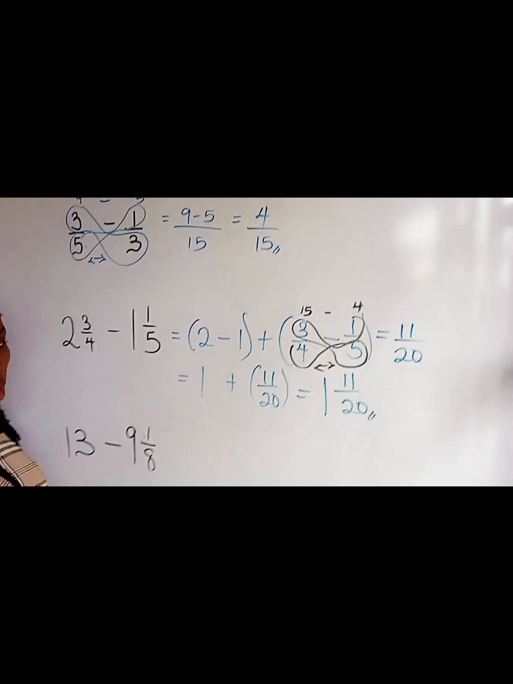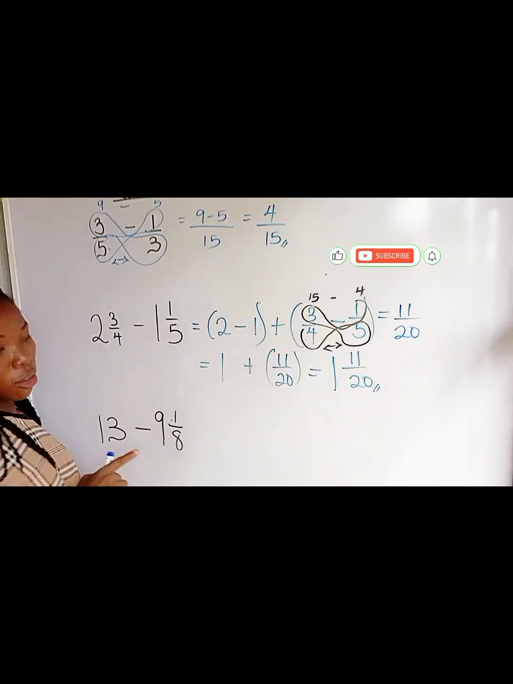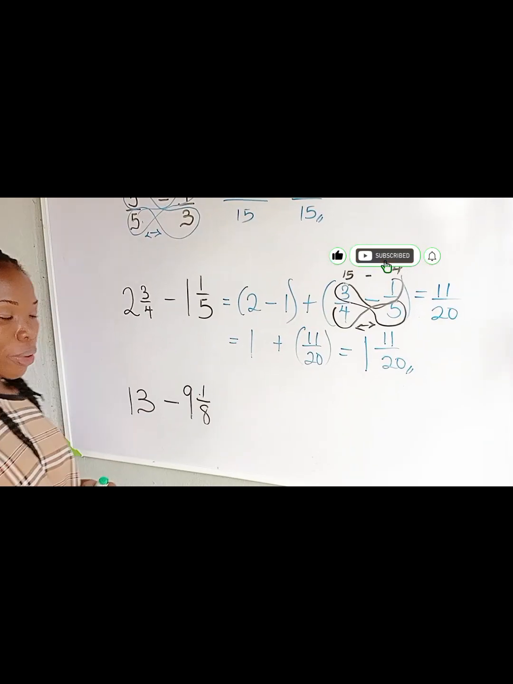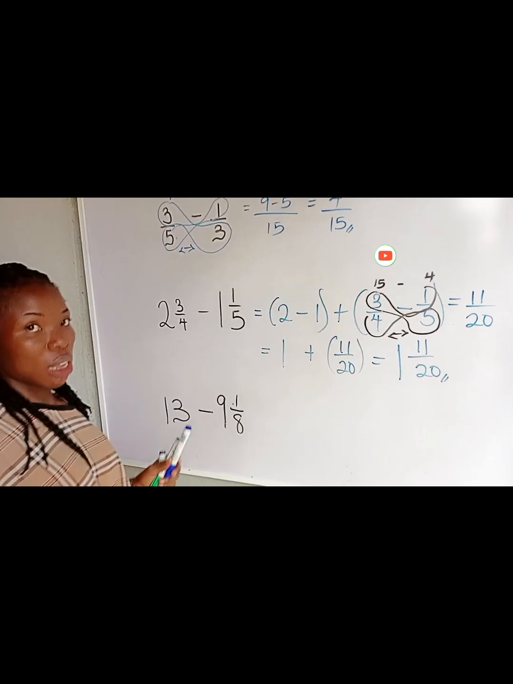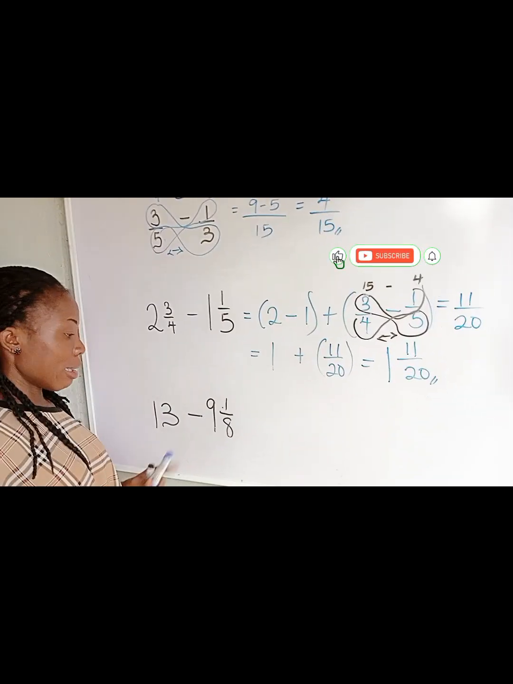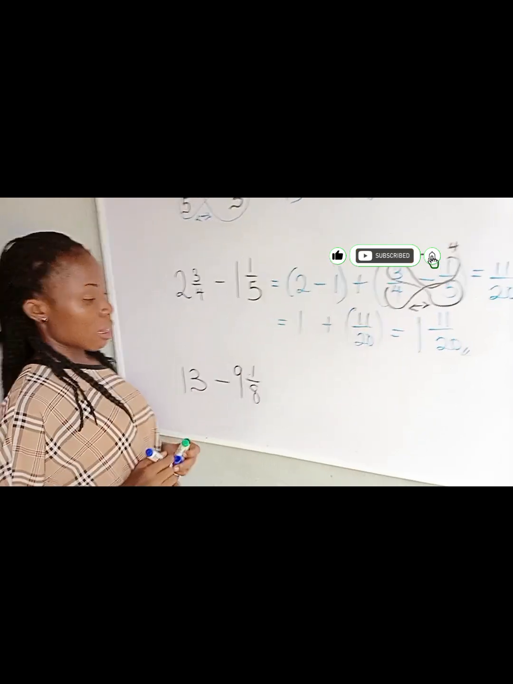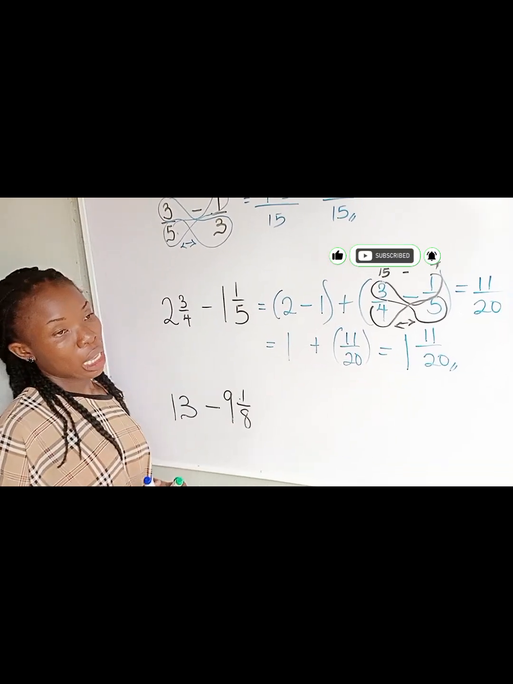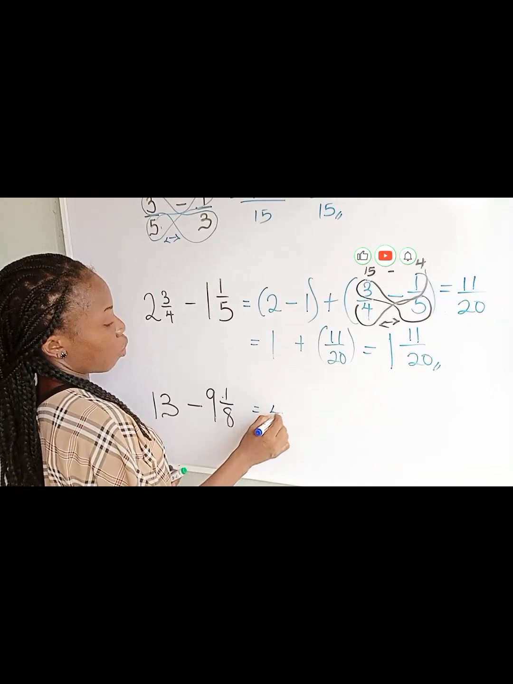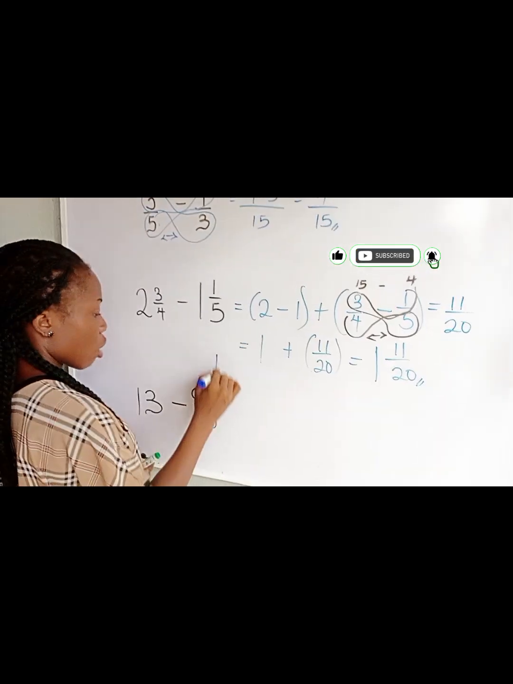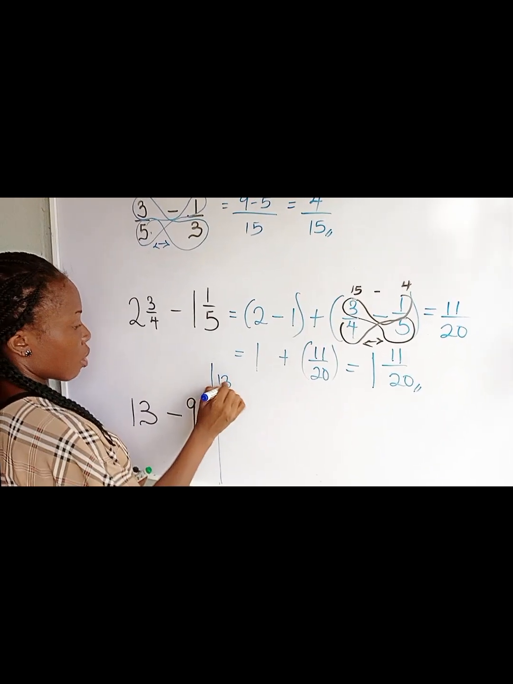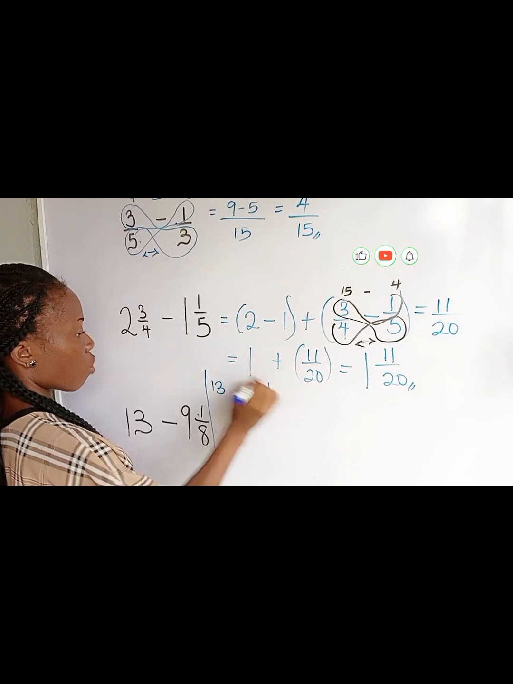So we move over to the other part. When you are solving a whole number with a mixed number, it's a different thing entirely. It's different from when you are adding. So in this case, you don't say 13 minus 9 and then add the whole number, 1 over 8. This is wrong. We have two methods for that. So first of all, you say 13 minus 9 whole number 1 over 8.